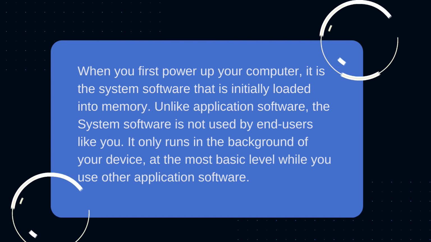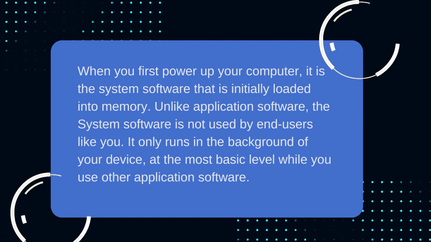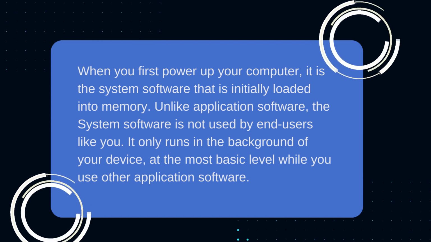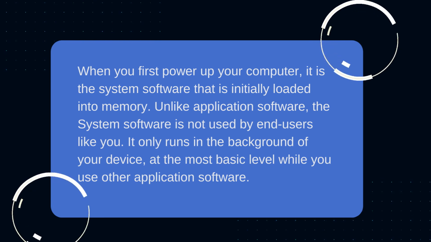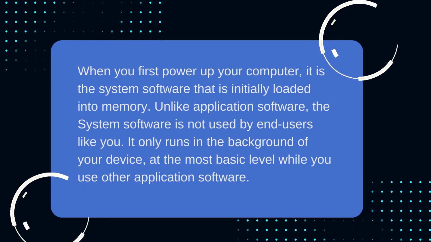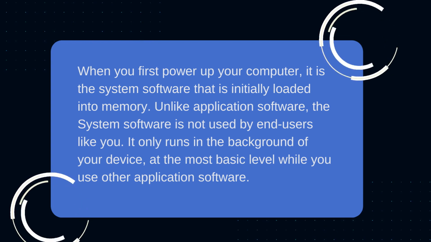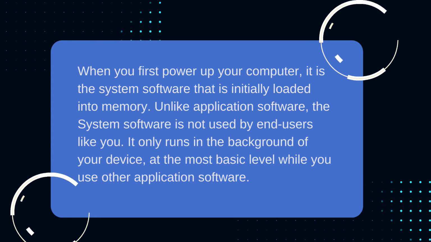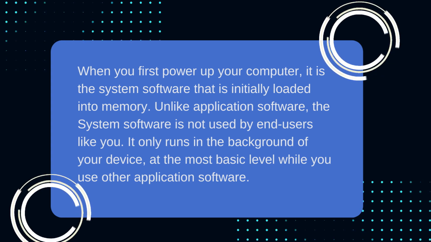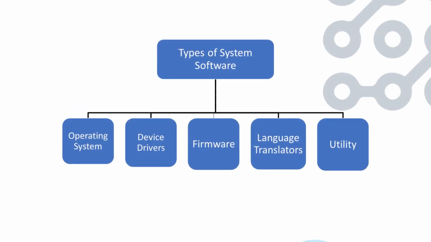When you first power up your computer, it is the system software that is initially loaded into memory. Unlike application software, the system software is not used by end users like you. It only runs in the background of your device at the most basic level while you use other application software. We have also different types of system software. We have operating system, device drivers, firmware, language translators, and utility.